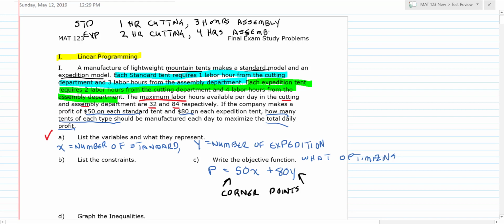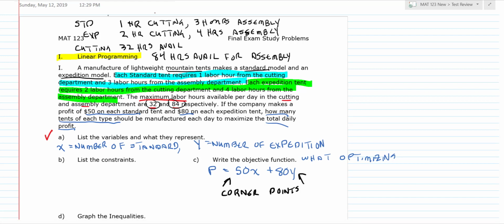Now what's going to happen is it says in the cutting department, you have 32 labor hours available. So cutting is 32 hours available. You don't have any more than that. And then it says you have 84 hours available for the assembly department. So putting this information together along with the variables is going to be what the constraints are. Okay, so here's the way I look at this.